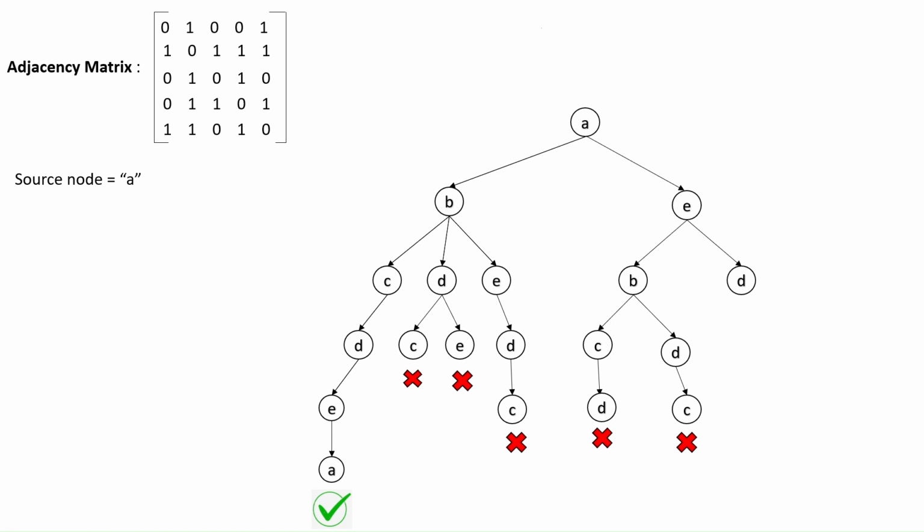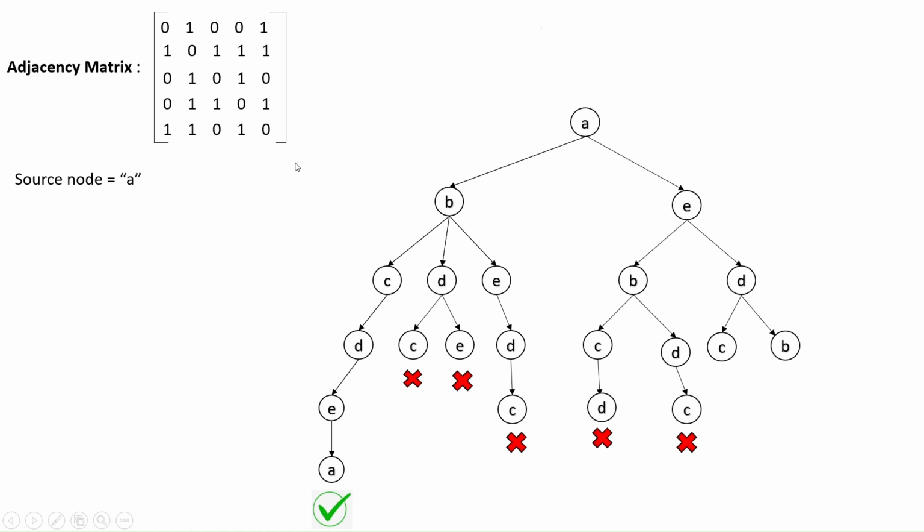And again check what are the adjacent nodes to D. Here the adjacent nodes to D are B, C, E. Here E is only listed. B and C are remaining. The possible chances to move forward are B and C. So we write B and C. Let us go to C.